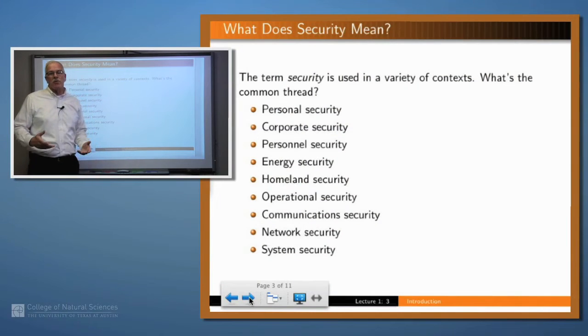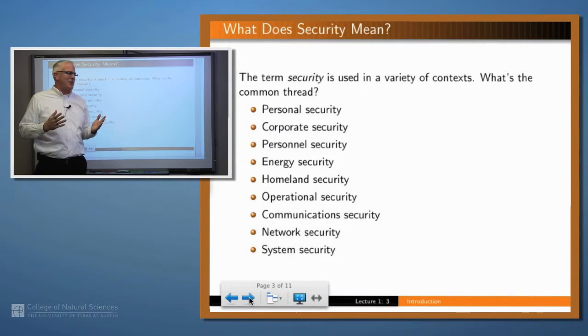Well, let's address the first of those questions. What is security? Once again, if you've paid any attention to the media, however you get it, online or newspapers or television, you probably know that the word security gets used very widely in a lot of different contexts. Personal security, website security, information security. We even have a Department of Homeland Security.